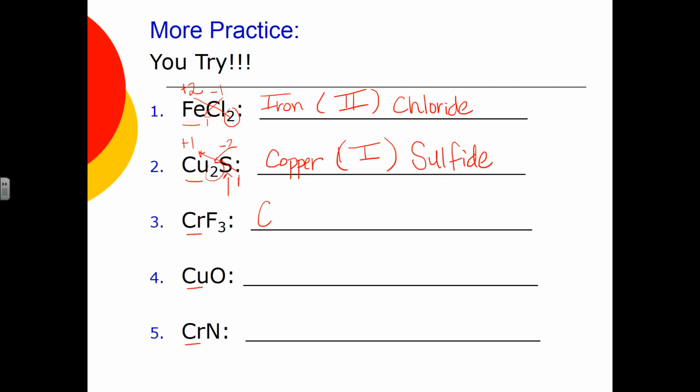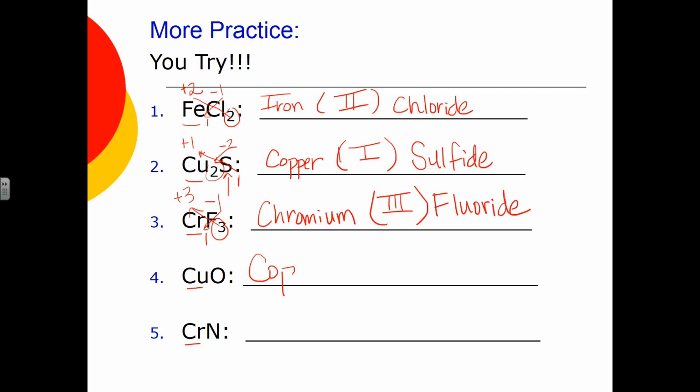Number 3, chromium. Full name of the metal. Fluorine changes to fluoride. And now let's figure out what charge chromium crossed. So start with fluorine. He's a -1 always because he's a halogen. Yep, that's what he crossed. So that means that chromium crossed a +3 down. So we're going to call this chromium Roman numeral 3 fluoride. All right, let's look at number 4, copper.